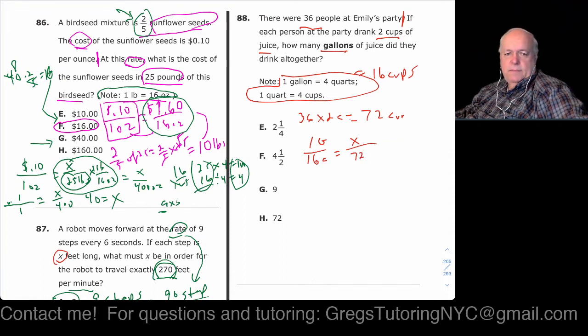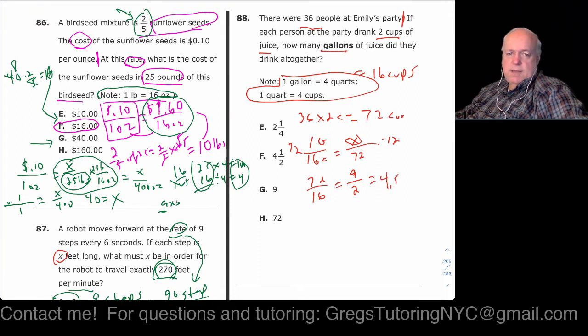All right. And once we go and figure that out, we end up getting basically 72 over the 16, right? Because we can get x by itself by just multiplying both sides by 72. So we have 72 times 1 over 16. Okay, and if we want, we could actually do that division, or we realize 8 goes into both of these. So we get 9 over 2. All right, and that's 4.5. So we get F out of that.